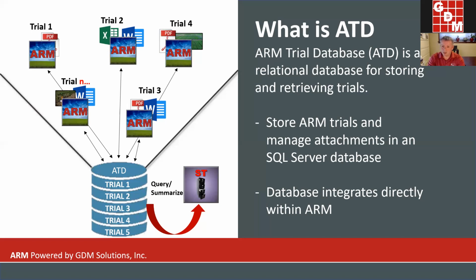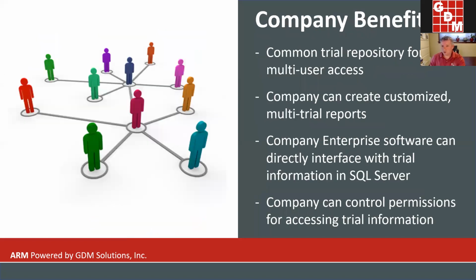But that information can also be retrieved by other systems that may be deployed within the organization, whether it be the accounting group, the product management team, the development team, essentially the groups that actually do production. So knowing that it's a common trial repository for multi-user access, it's also a common repository for the rest of the users within the organization.